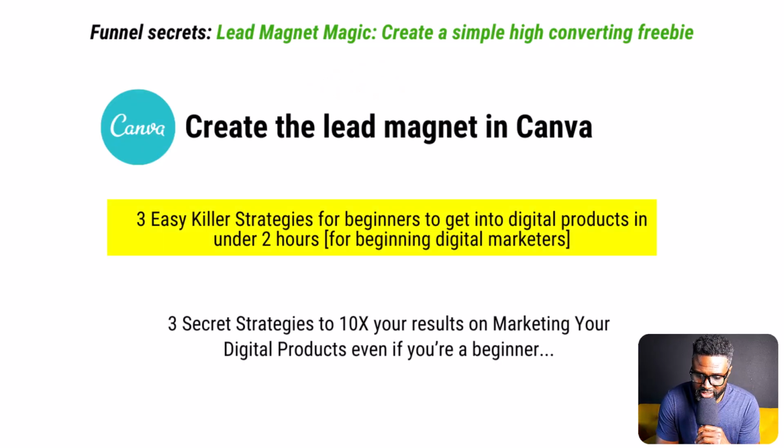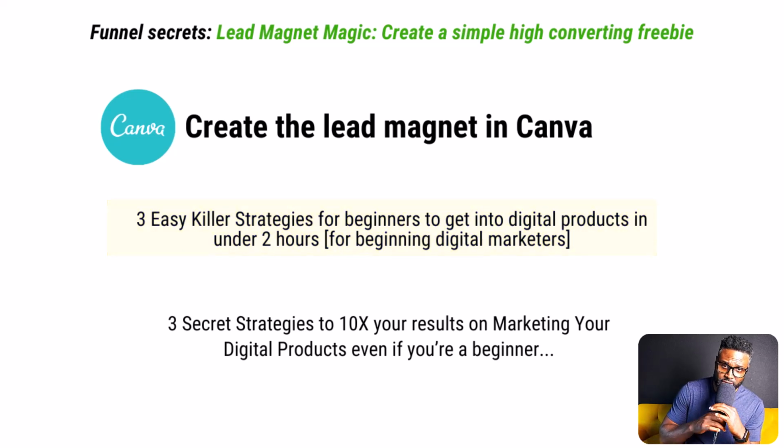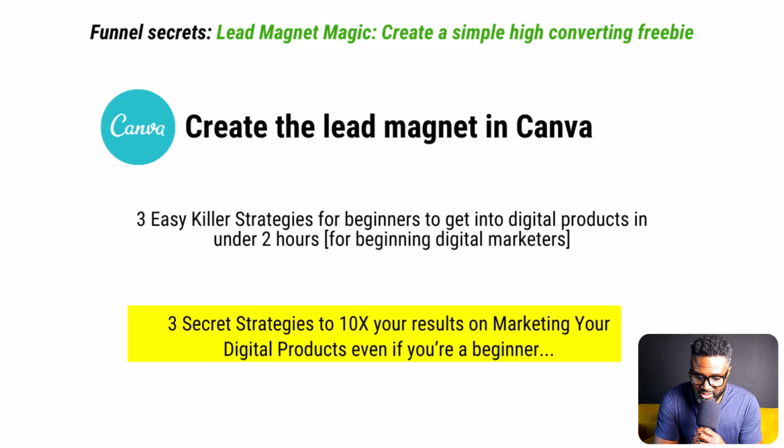3 easy killer strategies for beginners to get into digital products in under 2 hours for beginning digital marketers. So you say in the video as a call to action, if you need guidance or support to help implementing these 3 strategies, I created a checklist to help make sure that you execute these strategies simple and easy. You can get it for free. I'll leave the link in the description to where you can get it. That's one example. Second example that I used is 3 secret strategies to 10x your results on marketing your digital products, even if you're a beginner.